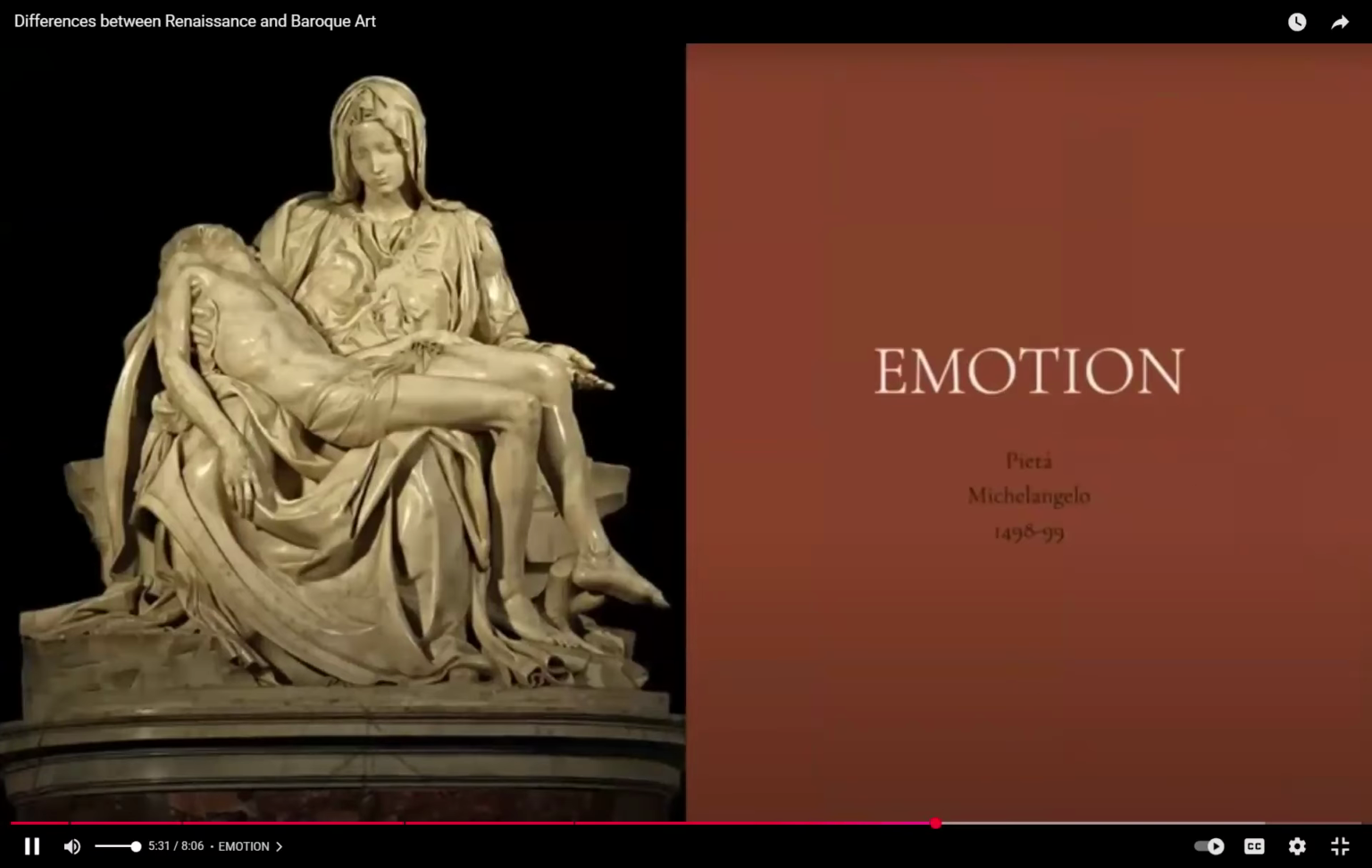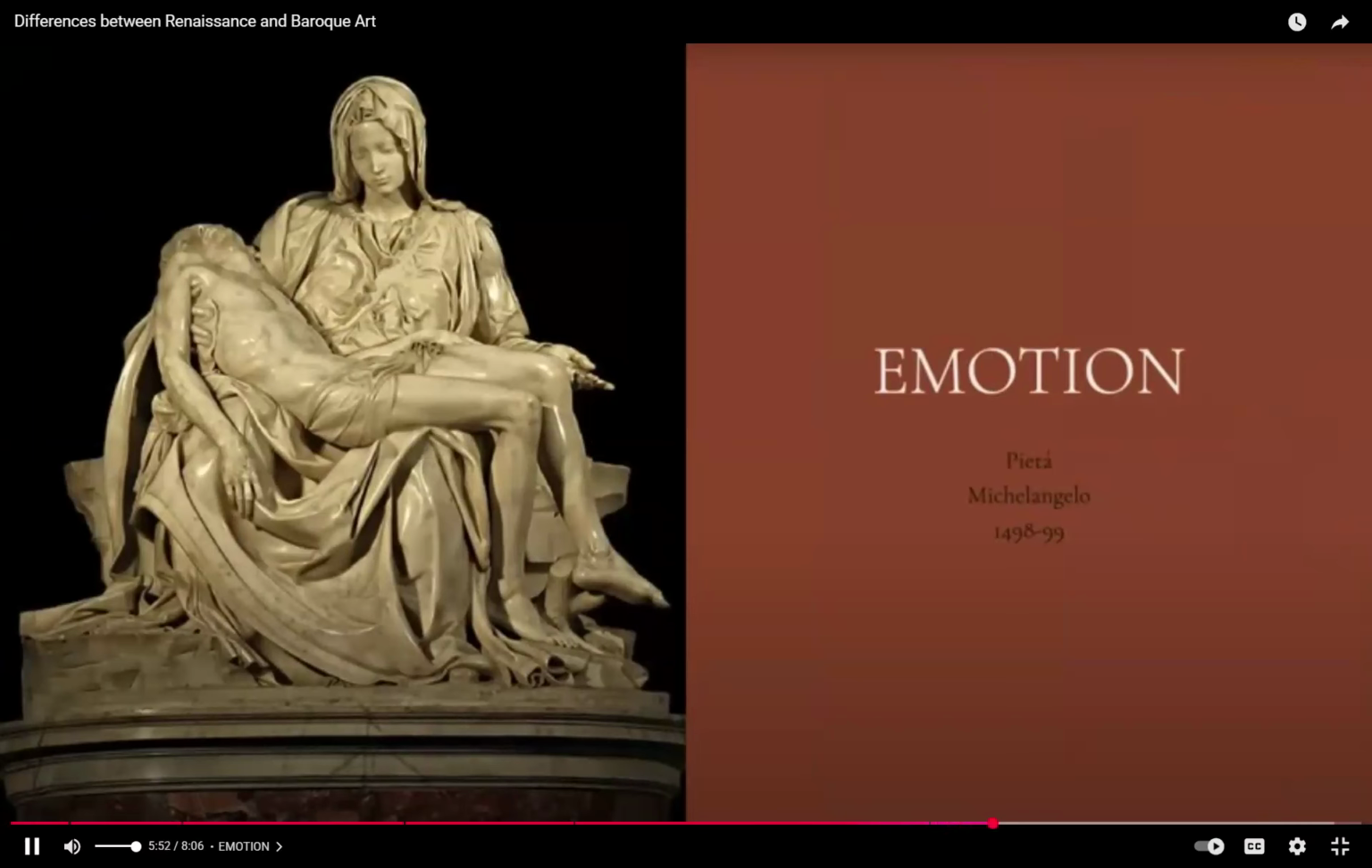Our final difference between Renaissance and Baroque art is the utilization, or lack thereof, of emotion. And for this, we are turning to sculpture. First up, Michelangelo's Pietà. This is one of his earliest works, sculpted around 1498 to 99, and is housed in St. Peter's Basilica. The Pietà is one of the most common themes in art.